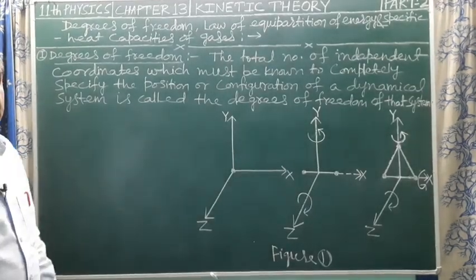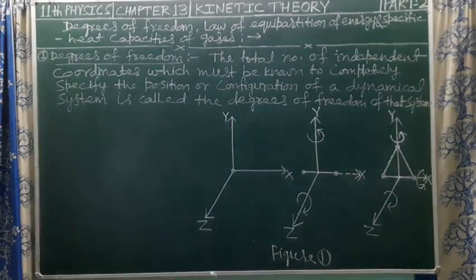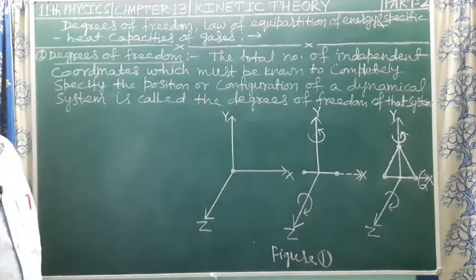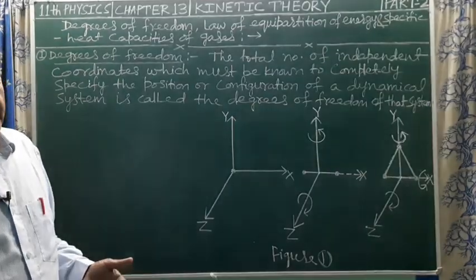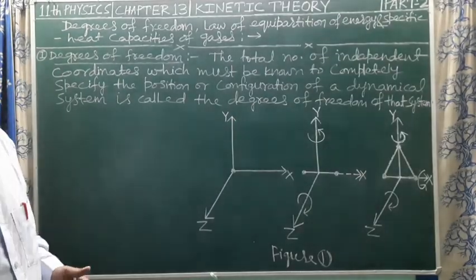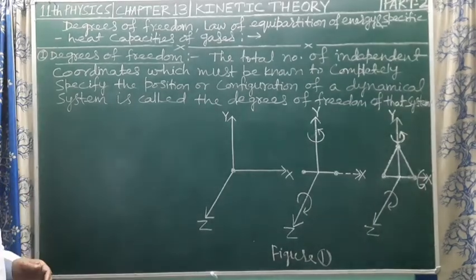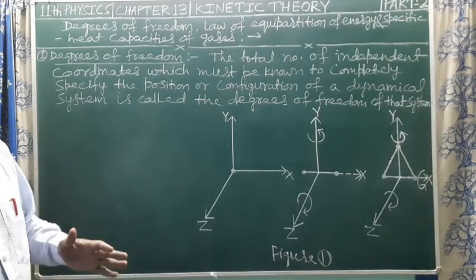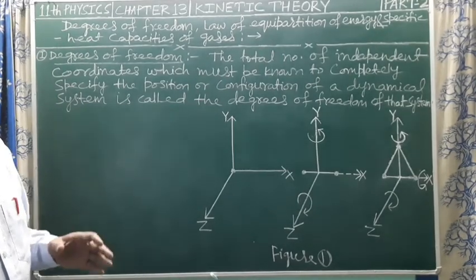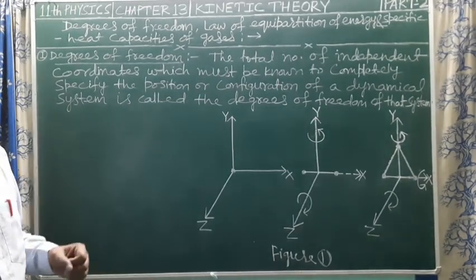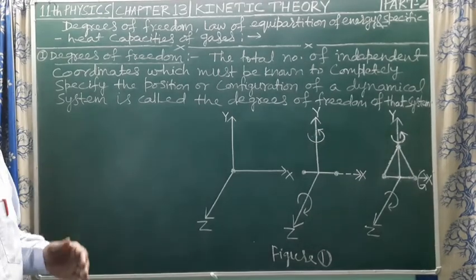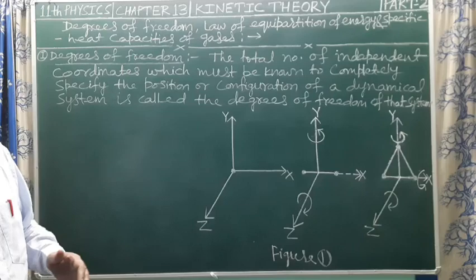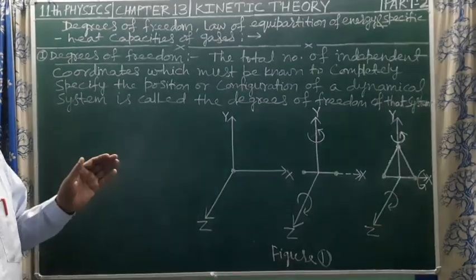The total number of independent coordinates which must be known to completely specify the position or configuration of a dynamical system are called degrees of freedom. Alternately, the total number of independent ways in which the constituents or particles of a system acquire energy are called degrees of freedom.